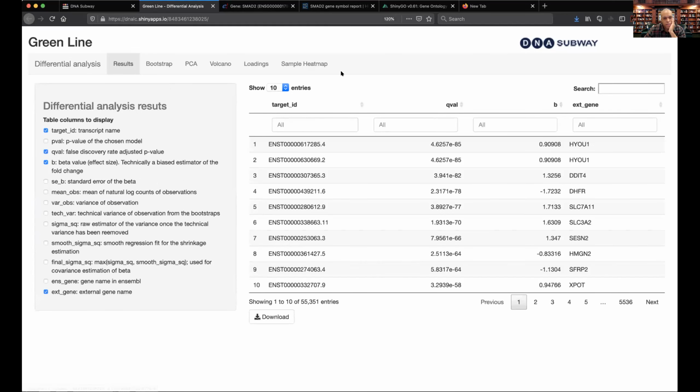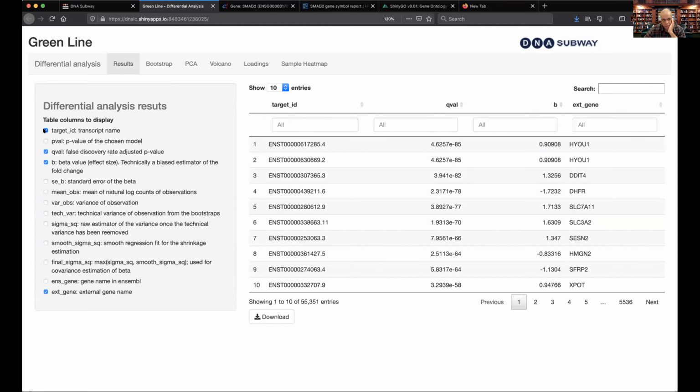Okay, so it's loaded, and what we see here is a column, and some of these things are similar, but some of them are different. So we do have the target ID, but we also have this thing called a Q value, a B value, and also this EXT gene. So what are those? Well, thankfully, they are explained on the left-hand column.